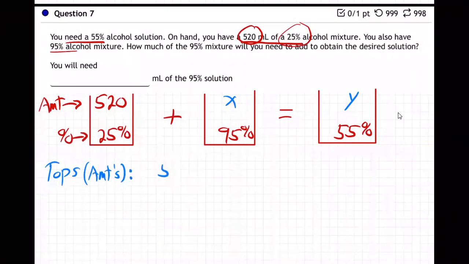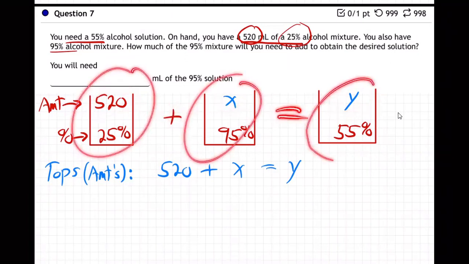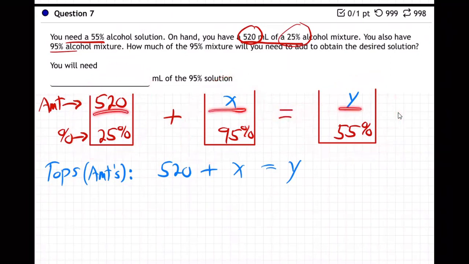So in other words, 520 plus X equals Y. Now, why is that true? Well, because the amount of stuff coming out of the first beaker plus the amount of stuff coming out of the second beaker must equal the total amount of stuff in the final beaker, right? We're combining these two beakers to equal the third beaker. Okay, now that's for the tops.